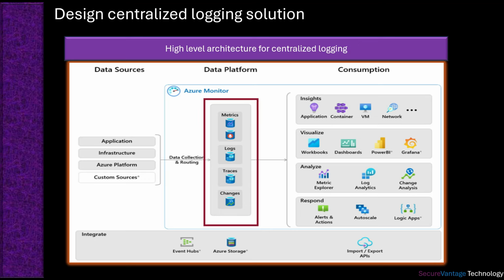The data platform is where the collected log data is stored, processed, and made available for analysis. Metrics stores performance metrics such as CPU usage, memory utilization, and other key performance indicators. Metrics are typically time series data and are used to monitor the health and performance of resources. Logs stores log data such as error logs, audit logs, access logs, and many more. This data is used for in-depth analysis, troubleshooting, and security monitoring.